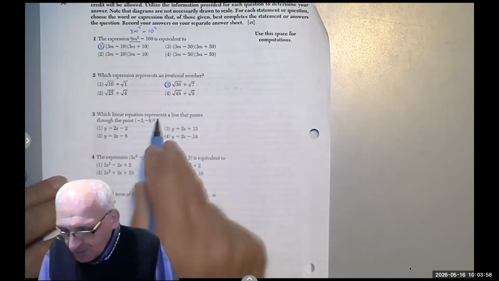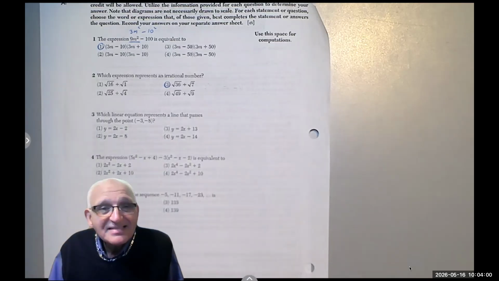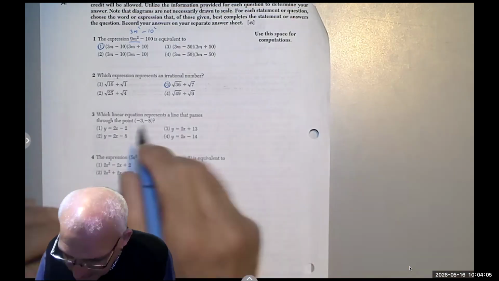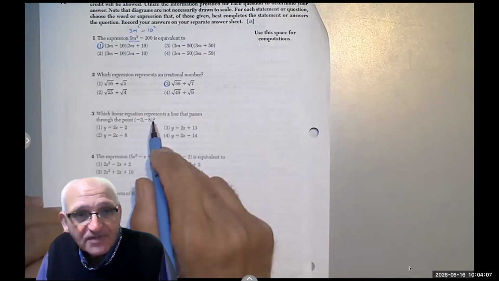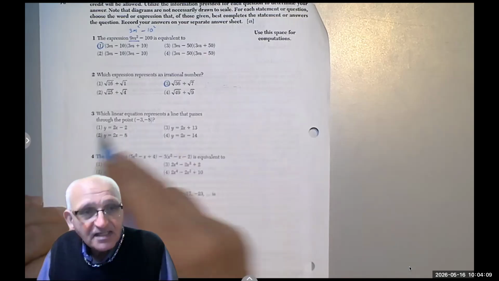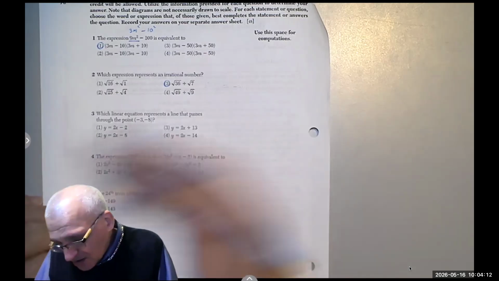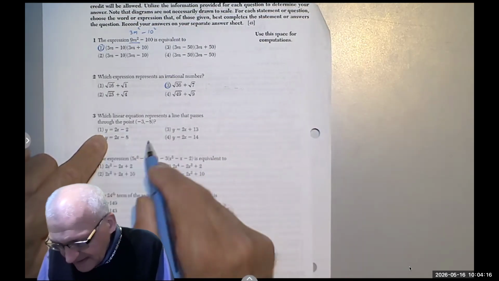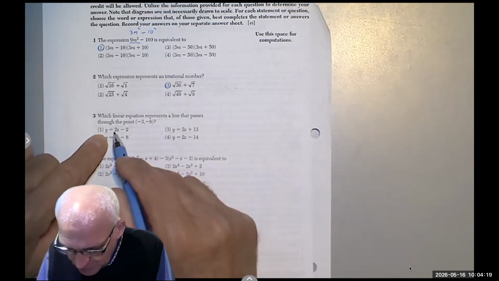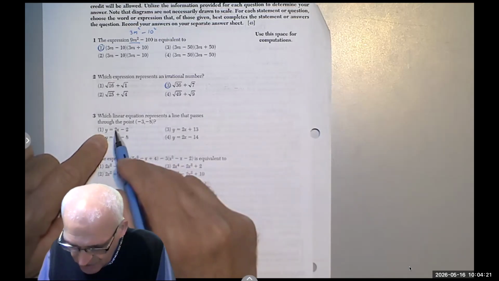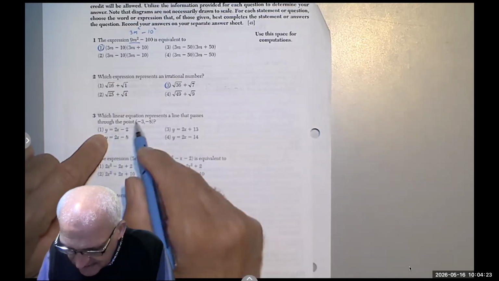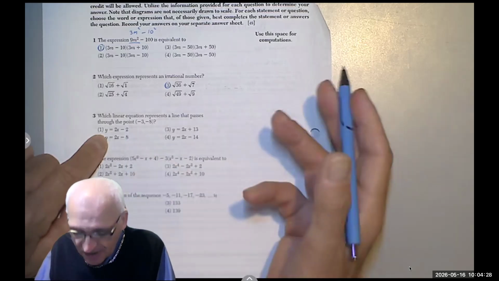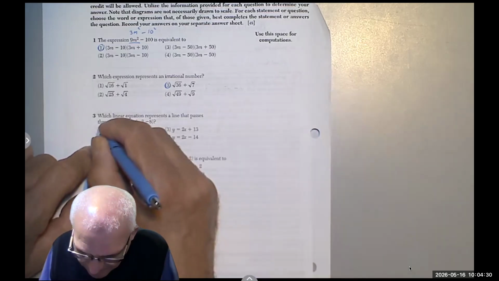Which linear equation represents a line that passes through the point? What's the meaning of passing through a point? It means that if I substitute the coordinates of this point, I get the left-hand side equals the right-hand side. So we start. We say y is negative 8. So is the right-hand side negative 8? Negative 3 times 2, 2 times x. x is negative 3, so 2 times negative 3 is negative 6. Minus 2 is negative 8. Yes, it passes. There is no reason to check the rest. So it's number 1.